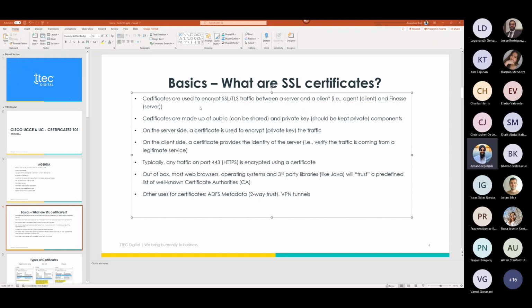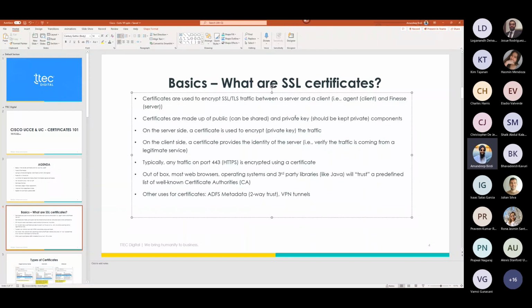Like passwords. So that's the idea behind certificates. A certificate is made up of a public key and a private key. And as the name implies, public can be shared, right? When we talk about trust, when we talk about what browsers can trust, what certificates from what public CA, we're talking about the public certificate for those vendors, right?